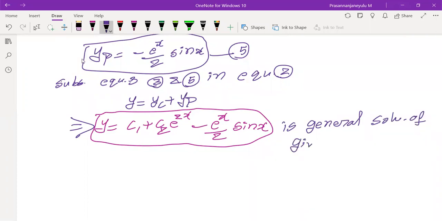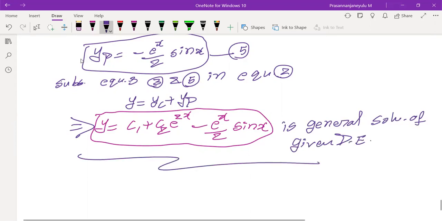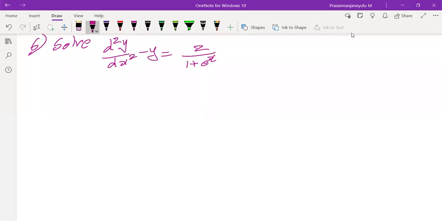Given DE. If we observe the right hand side, 2 by 1 plus e power x is there. It cannot be converted to any of our previous types for finding yp, type 1, 2, 3, 4, 5, 6. But they're not mentioning to use the method of variation of parameters. Even though they're not mentioning it, there is no option for us. We must use the method of variation of parameters only, because the given differential equation is a second order linear with constant coefficients. So we must use the method of variation of parameters only, no other option.